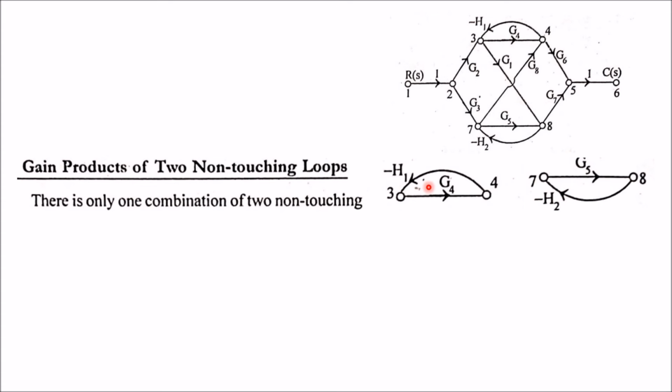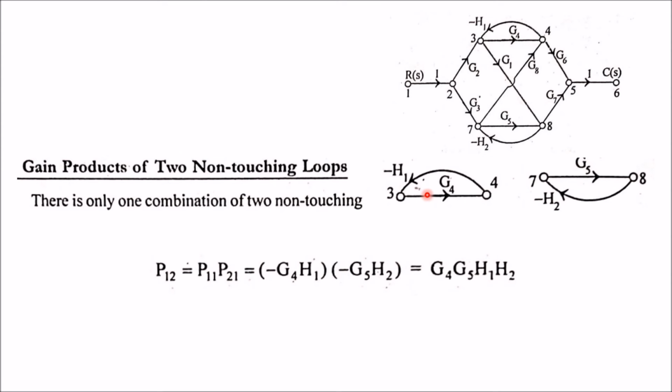So what is the gain product of 2 non-touching loops? You just multiply all the gains including the feedback. That will be P12, which is P11 into P21, which is nothing but minus G4H1 into minus G5H2, which is equal to G4 G5 H1 and H2.